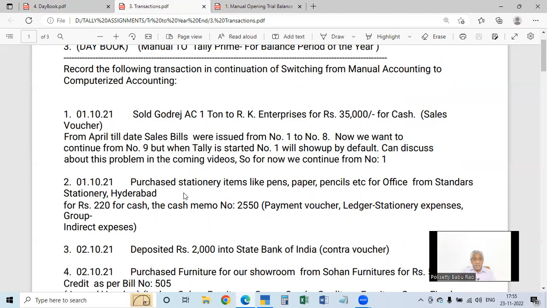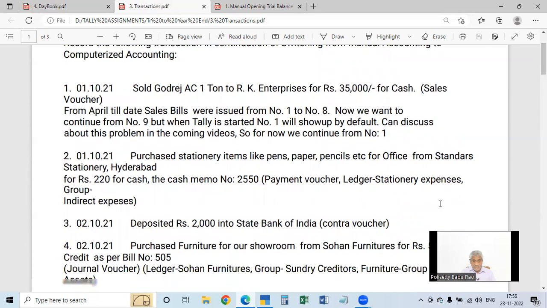The ledger, what is the ledger we have to create? We have to create stationery expenses. Standard Stationery is not required, because we are purchasing and paying money. So the personal account is not required, but in the narration, we can write being stationery purchased for cash from Standard Stationery. Okay. And the stationery expenses, when we are creating the stationery expenses, the group will be indirect expenses.